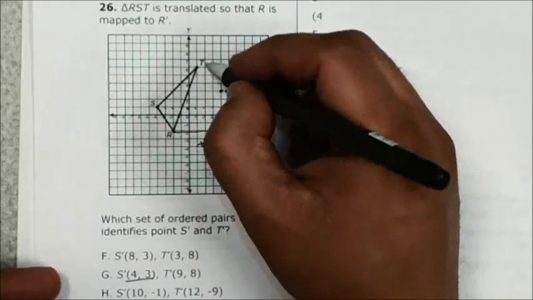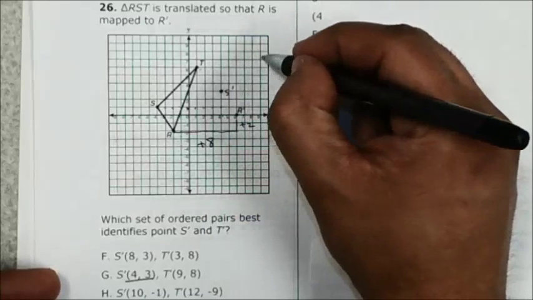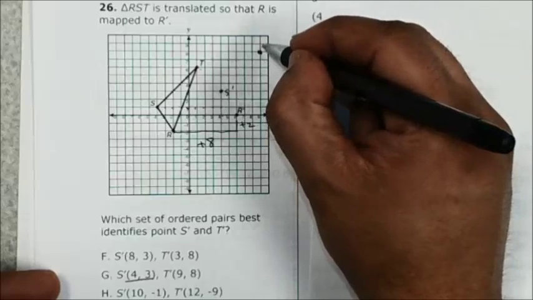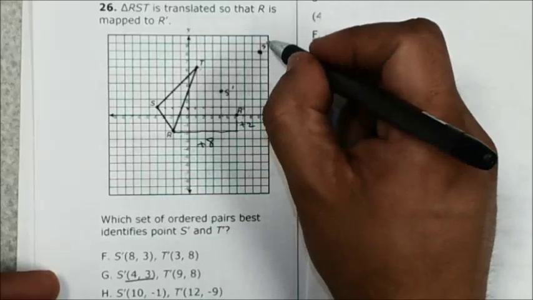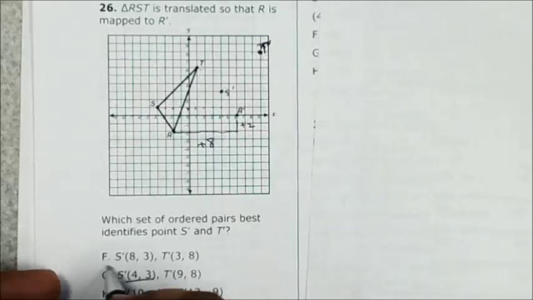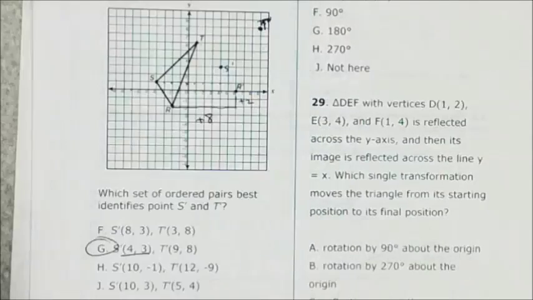And just to double check T, I'm going to go right 8, and then up 2. That's going to be 9, 8. That should be T prime. So yeah, that does work. G is the right answer there. I'm just counting left or right, and then up or down.